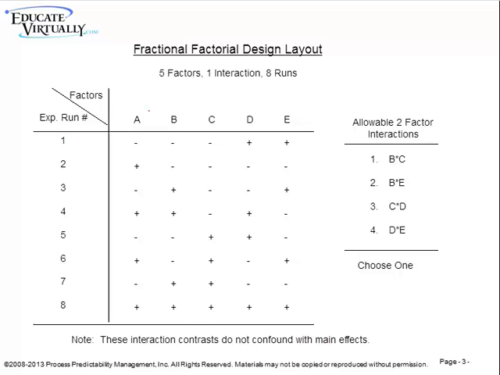So an efficient example that we could use for a design layout would be this 5-factor, 1 interaction in 8 experiment runs. So we start by placing the interactions. We have these options for allowable 2-factor interactions. You can choose just one of these. So if we select B times C, then we're going to put the stack height in column B, the speed in column C, and then we'll put the other factors: XY feed in A, the bit type in D, and the suction foot in E.